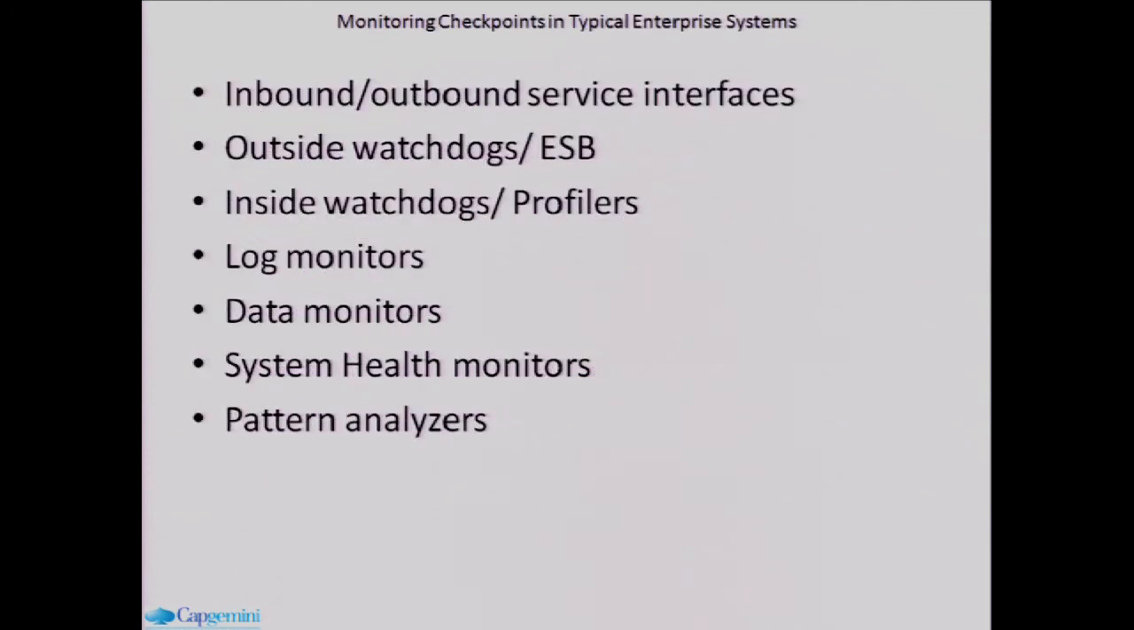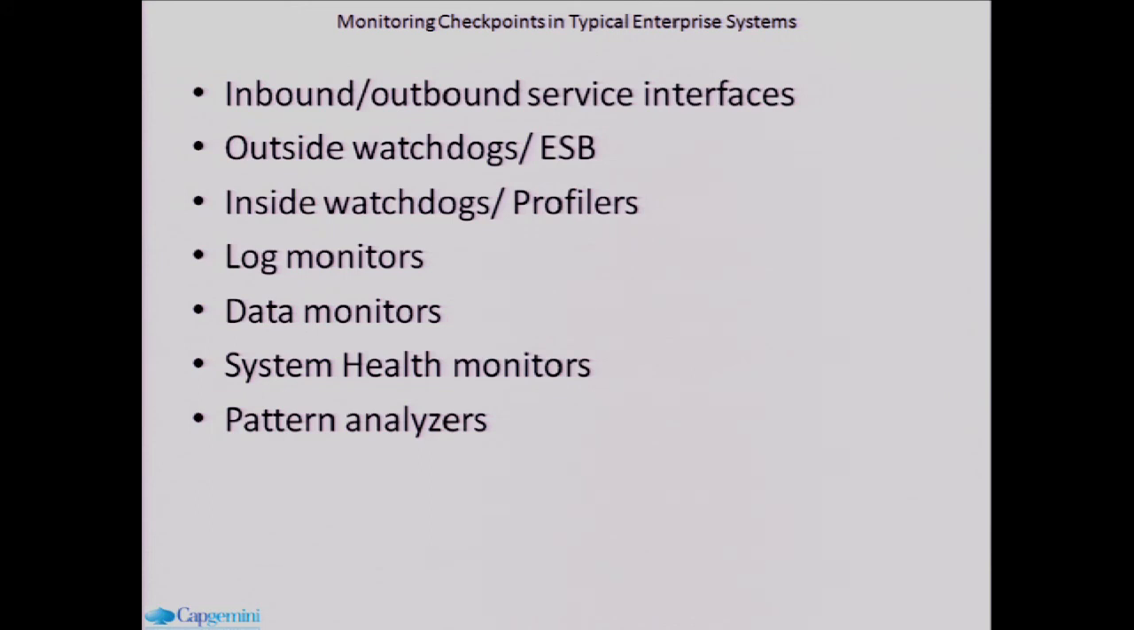Where to put the monitors? Now there are several places where you could actually plant all your sensors and cameras and saying, okay, this is where I want to monitor. One of the classic examples, as Mangesh mentioned, is like inbound, outbound service interfaces. You could create an interceptor that basically once you get the request, you monitor that, the request goes out, you monitor that. There could be outside watchdogs like the ESBs and all those that you could monitor.